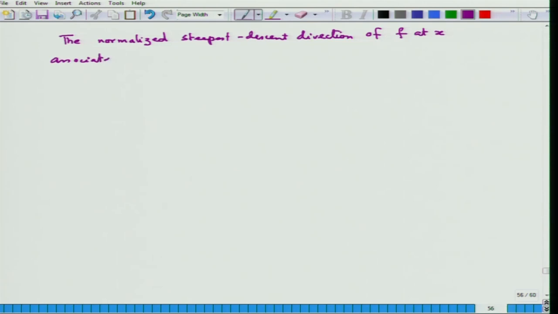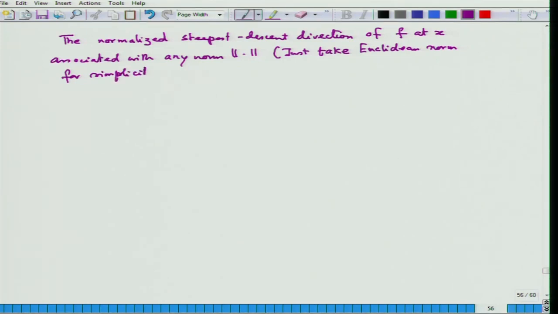associated with any norm, just a Euclidean norm for simplicity, is a solution of the convex problem. So, in order to solve a convex problem, we are actually solving another convex problem.